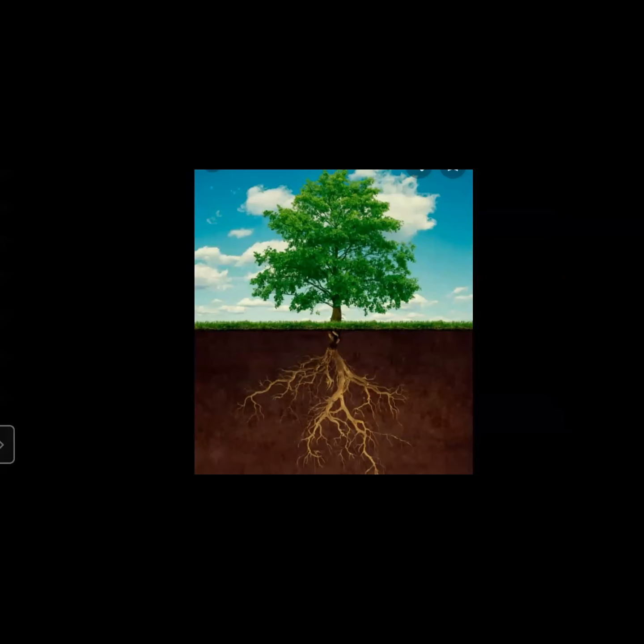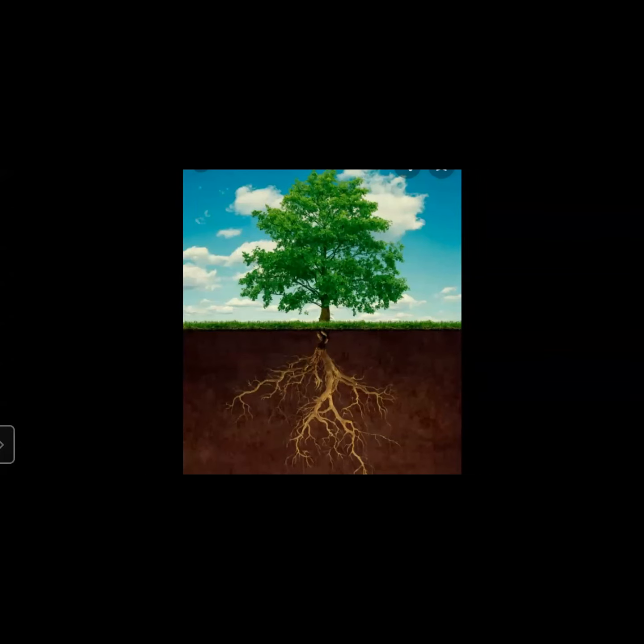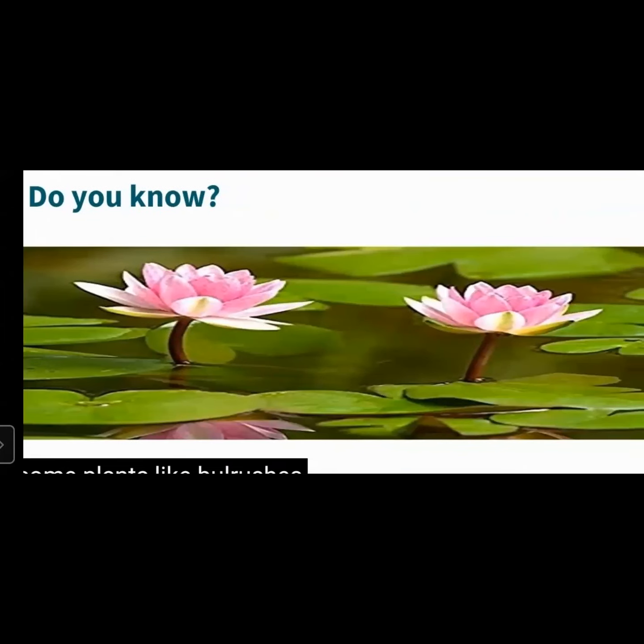Now, some plants like bulrushes grow in water. We can try our best to grow them in soil. If you put them in soil, in a pot, will they grow? No, they cannot survive there in the soil. The lotus plant and water chestnut are the plants which grow in water.